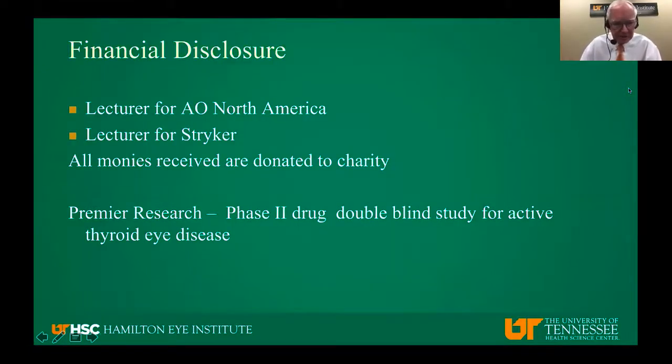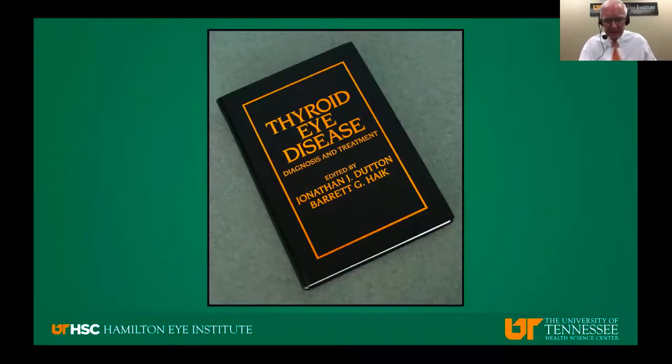First, financial disclosures. I do a lecture for AO North America, a lecture on orbital fractures. I donate all that money to charity. The second has to do with thyroid eye disease, and I've been involved in a phase 2 double-blind study for active thyroid eye disease. I guess the short answer is I'm trying to work myself out of this business, as we all probably are, but we'll get into that a little later in the talk. A text was written by John Dutton and Barrett Hike a few years ago. I've contributed a few chapters to this text. That's the basis of when we started talking about thyroid eye disease and its diagnosis and management.